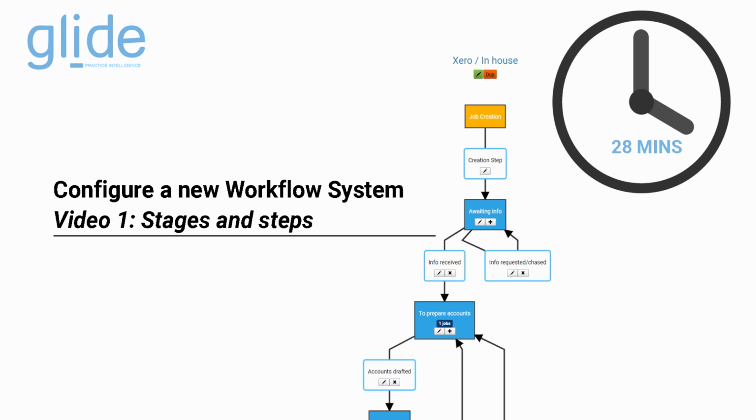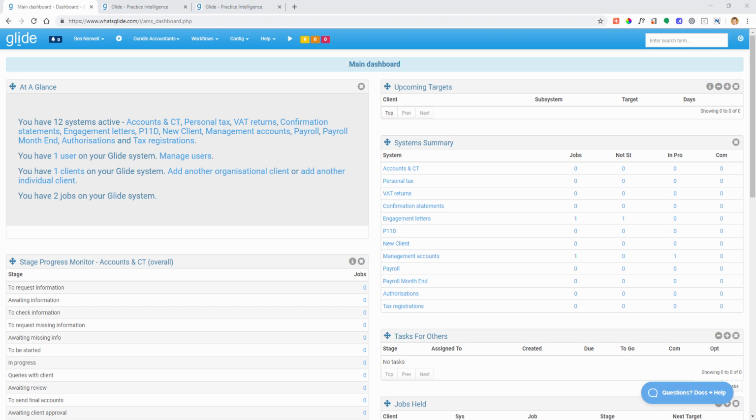I am today filming video 1 in what is going to be a 5-part series where we go through an entire example of essentially configuring a brand new workflow system and try and cover off all of the key concepts as we go. This video 1 is going to cover the obvious bit that everyone thinks of, the stages, the steps. Video 2 will then move on to the more user-orientated concepts.